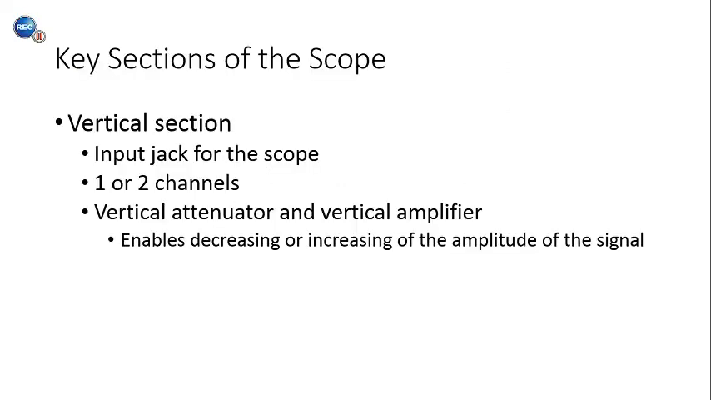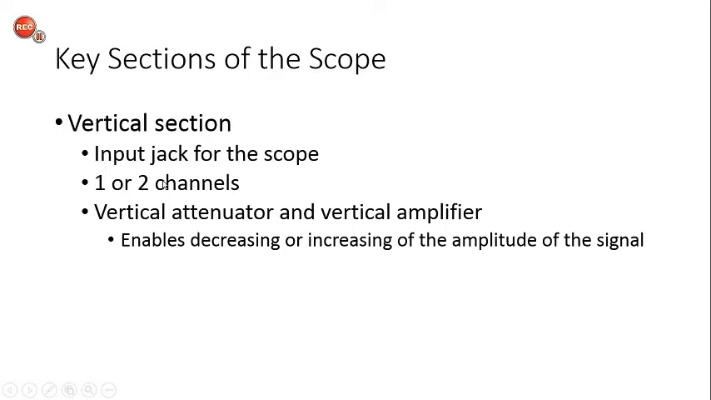So the key sections of the scope, we have the vertical section, those deflection plates. The voltage for those vertical deflection plates comes from the signal that we're measuring. And so with the oscilloscope, we're trying to measure changing voltage values. And so that voltage value that is changing is the voltage value that we apply to those vertical deflection plates. So the input jack from the scope is connected directly to those vertical plates.